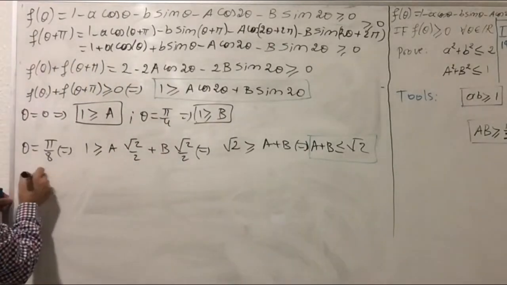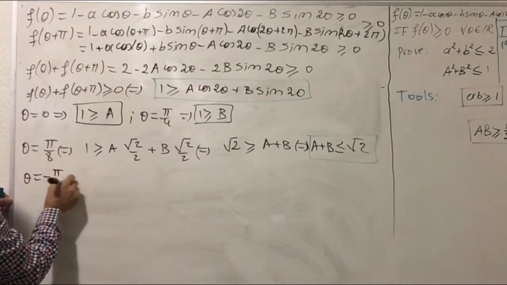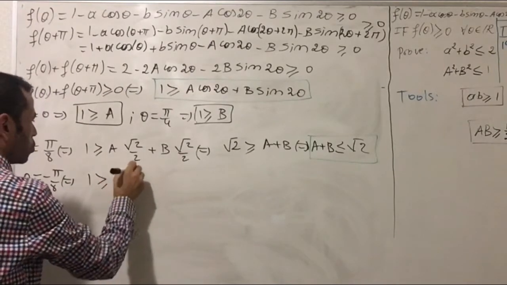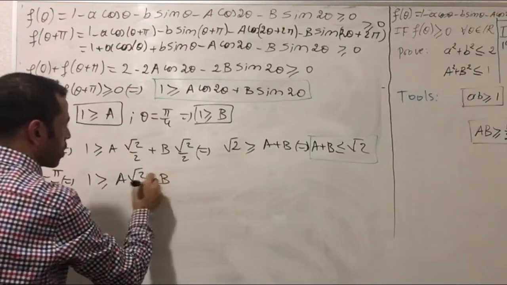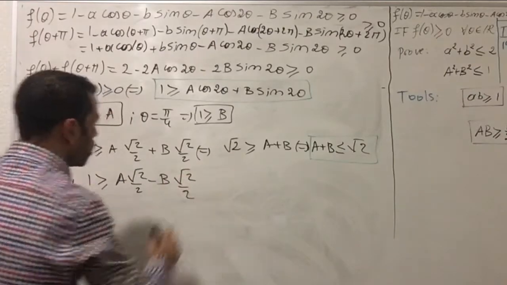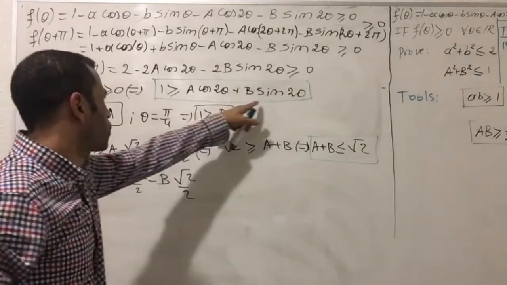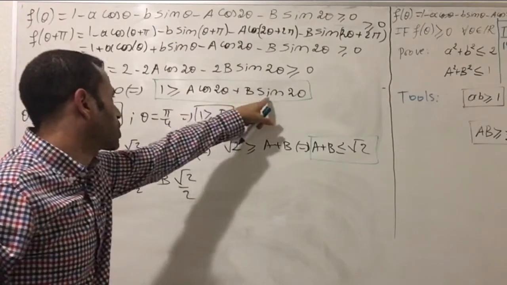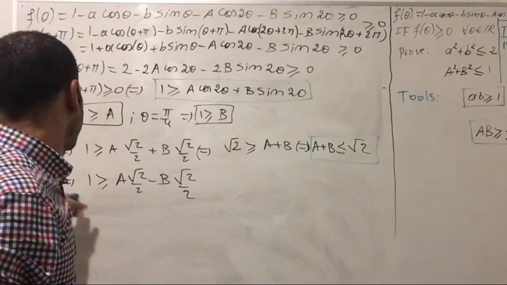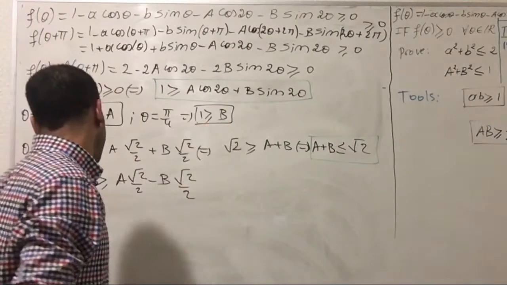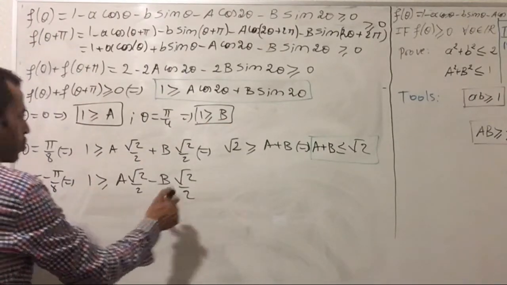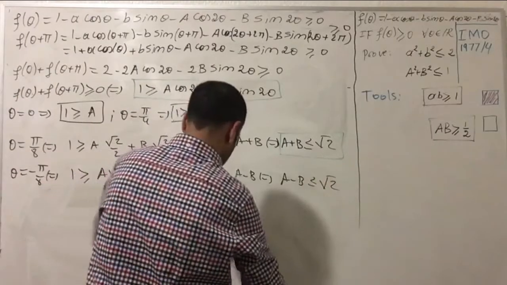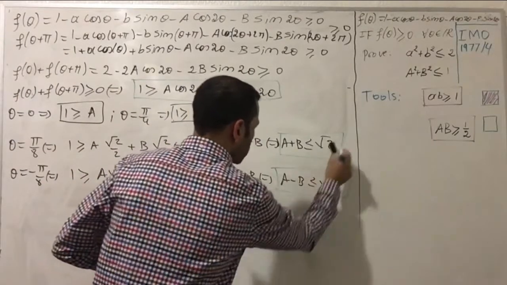Same thing with theta equal to minus pi over 8. I'm going to do this: 1 superior to A square root 2 over 2 minus capital B square root 2 over 2. I'm going to replace theta with minus pi over 8 into this inequality. The 1 becomes minus because the sine of minus pi over 8 becomes sine of minus pi over 4, which is minus square root 2 over 2, which is this one. This is a very important inequality.